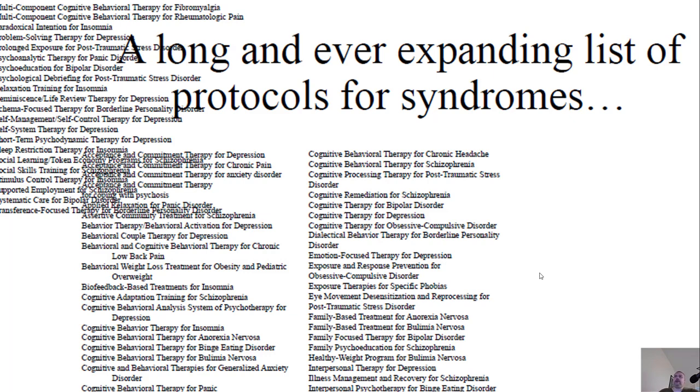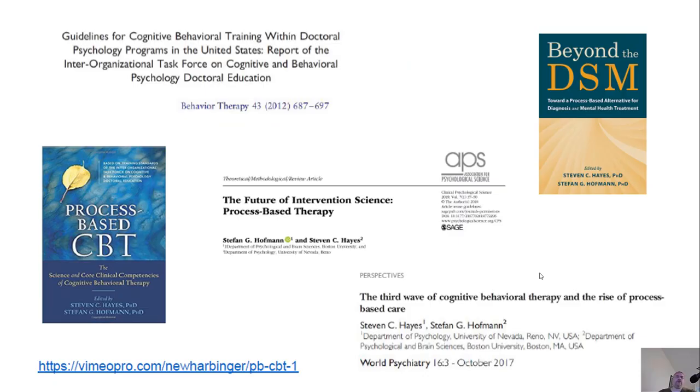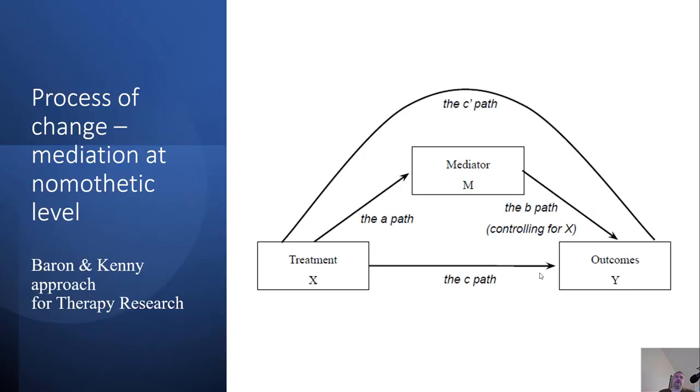Again, here's a second example of a long list of ever expanding protocols for syndromes. They just get longer and longer, but we've got a limited list of effective strategies. Cognitive appraisal, that's coming from a CBT approach. Cognitive diffusion, experiential acceptance, values, choice and clarification, mindfulness. They're more ACT-based concepts. Problem solving, coping, emotional regulation. Again, they're more CBT type concepts, but they're all very, very effective. So it's about equipping the therapist with, here are your tools, and this is how to go about it. Again, here's some further reading, as this is only a 10-minute talk.